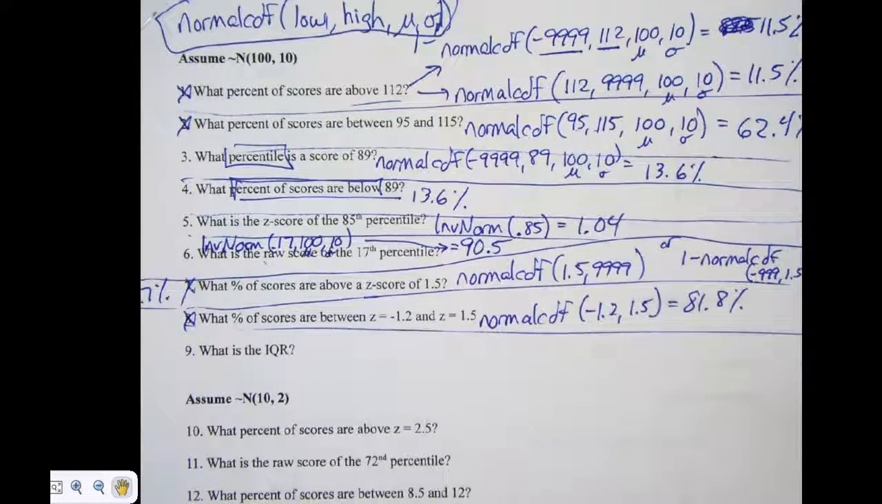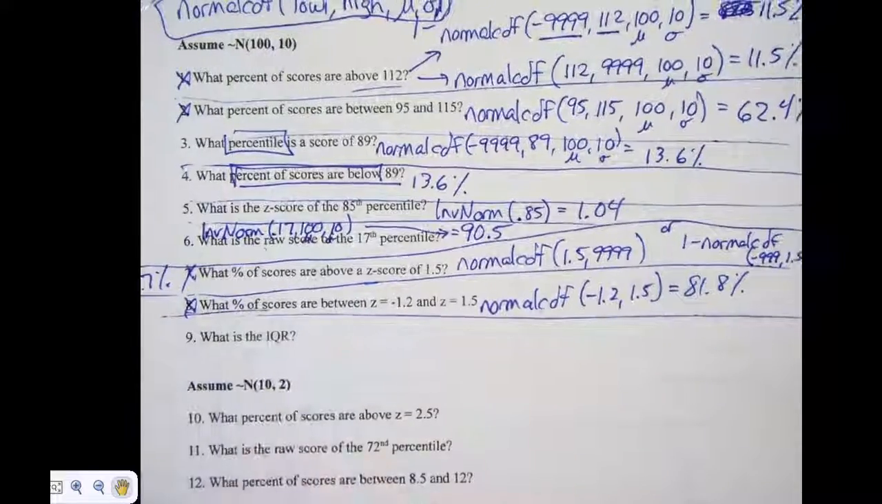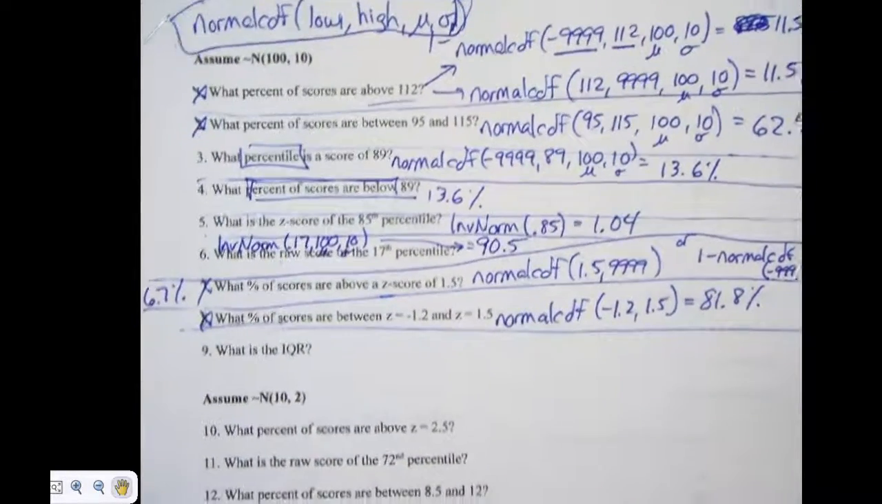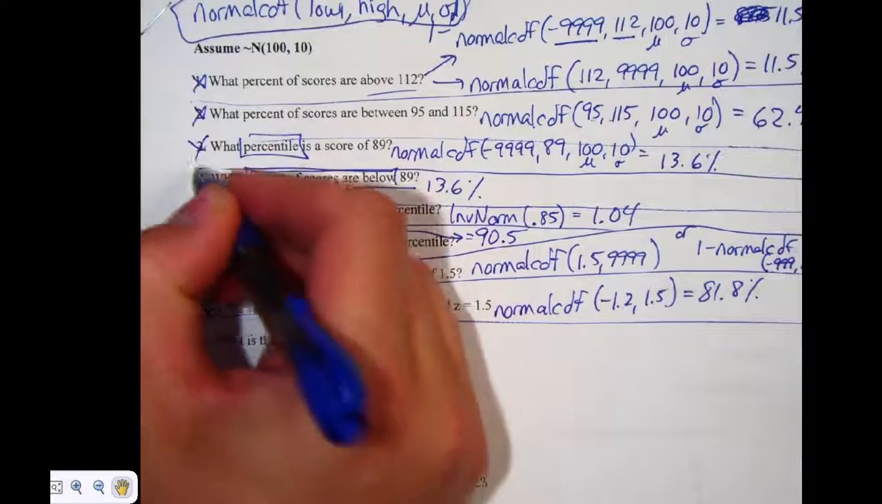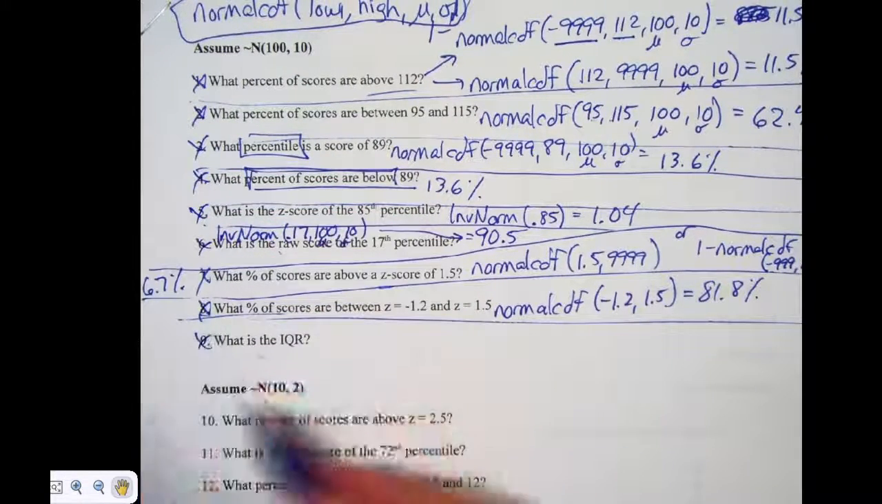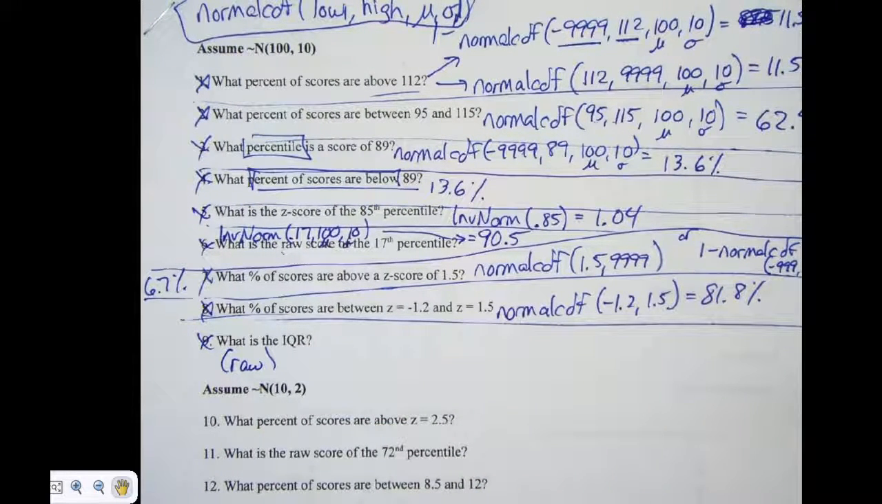I missed number 9. Forgot number 9. So what is the IQR? Try number 9. Raw score. It's a raw score, so yeah. So I would say this then.